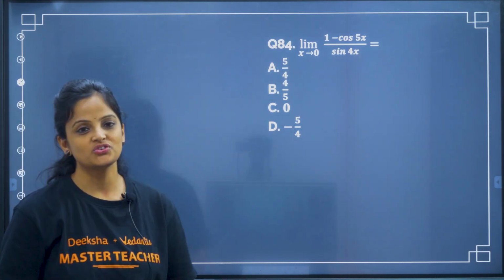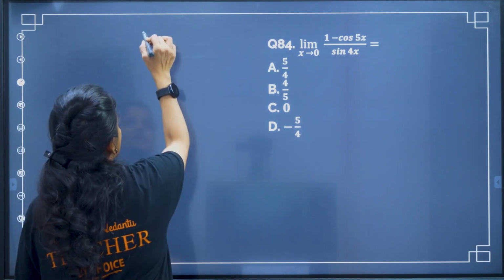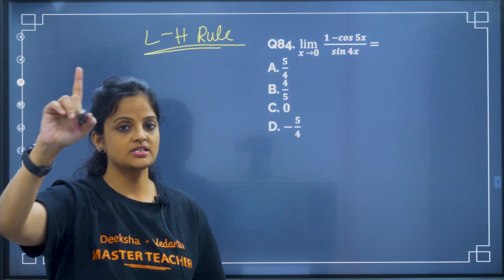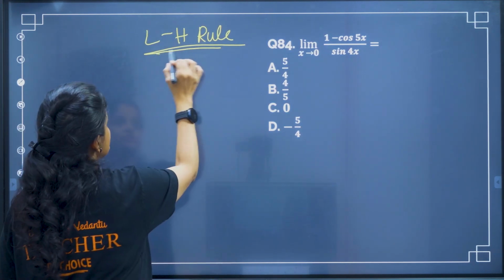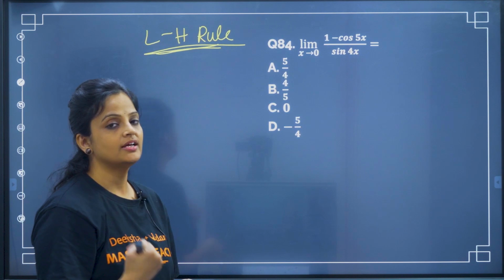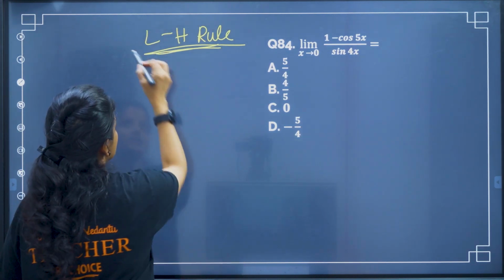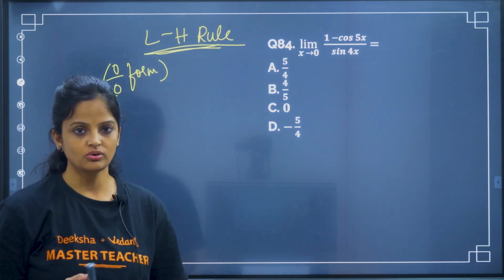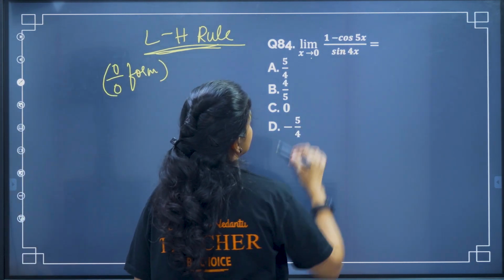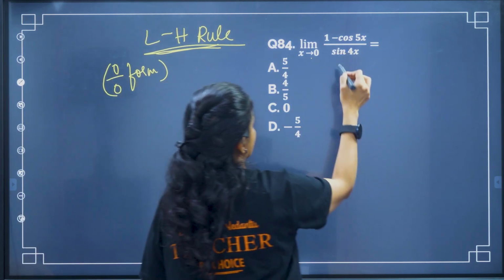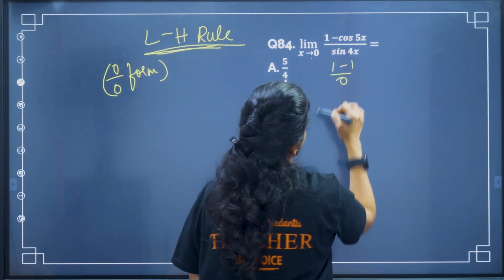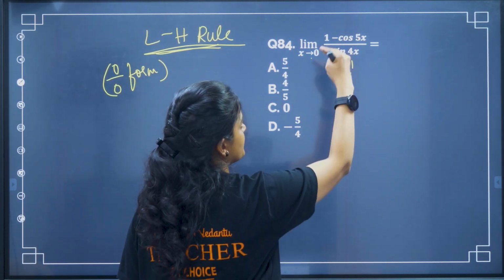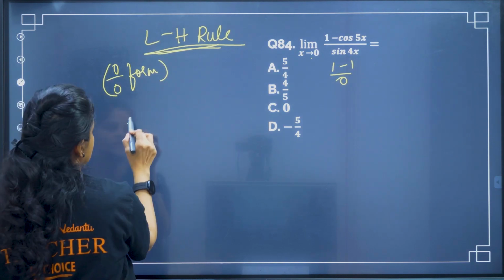Limit of 1 minus cos 5x divided by sin 4x. L'H rule. Do you remember L'H rule, what I taught in the previous video? Yes. L'H rule says that numerator and denominator can be separately differentiated when we have 0 by 0 form. We have two questions on this rule today. So here on putting 0 for that function, what will I get? Check first. Yeah, 1 minus 1, 0, 0 by 0 form. If it is 0 by 0 form, then I can separately differentiate numerator and denominator.